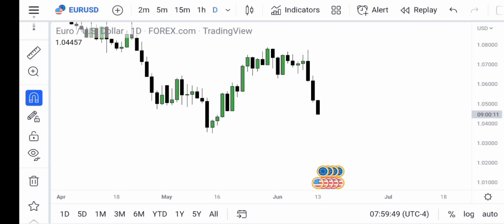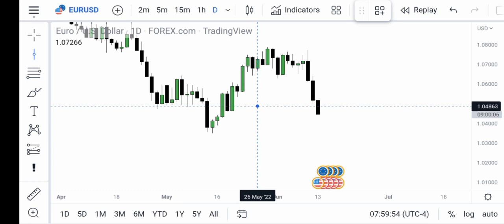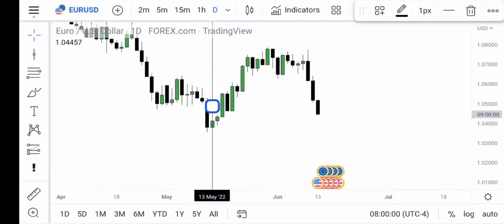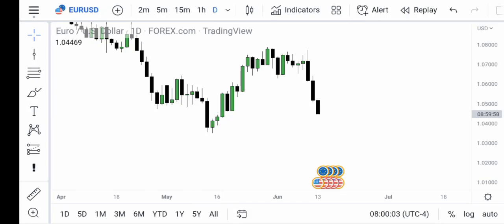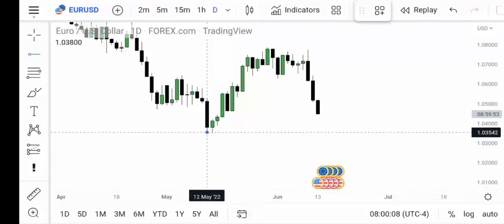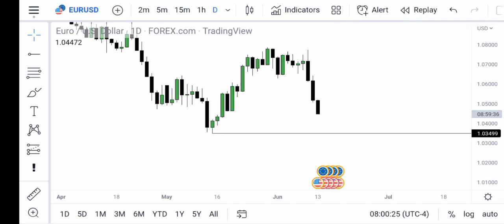Same on the euro, we have a swing low. This is the line I want. We have a swing low right there. So that is sell side liquidity. At the swing low, we find sell side liquidity. At the swing high, it's buy side liquidity.